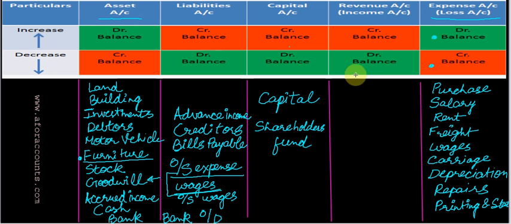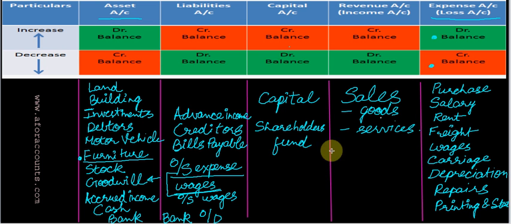Okay. Now revenue. How do I generate revenue? The most important thing from which I generate revenue is my sales. See, purchase account on increasing has to be debited, but sales account on increasing has to be credited always. So it can be sales of goods, it can be sales of services, anything.